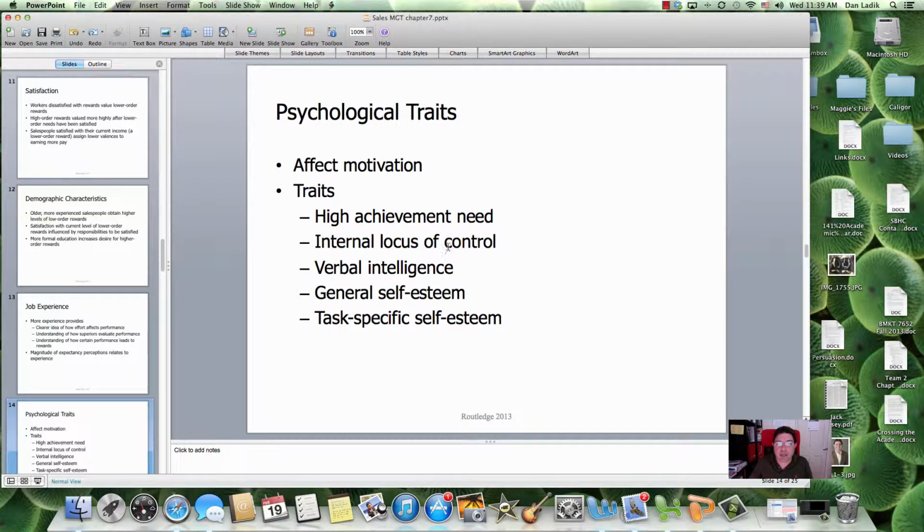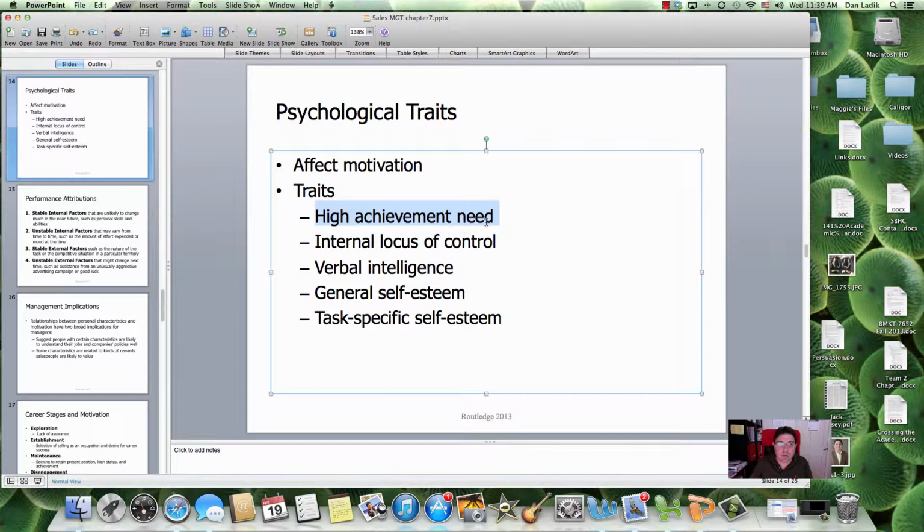Some of our psychological traits that affect motivation: high need for achievement. Internal locus of control, which means you are in control of everything that's happened. It's like, I am in control, I will take care of this, as opposed to an external locus of control where it's fate, luck, happenstance. We have our verbal and nonverbal intelligence, how strong your skills are in these areas. Your general self-esteem, and also more task-specific self-esteem, such as meeting new people.